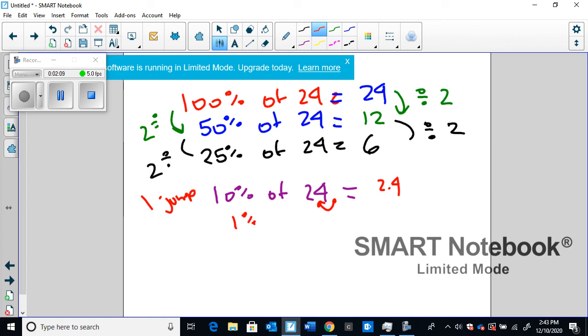Then for 1% of 24, we want to move that decimal 2 jumps. 1, 2. So we get 0.24. And these are our little mental math tricks that we can use for any number that we are given. So whatever number I replace here with, these tricks work no matter what.